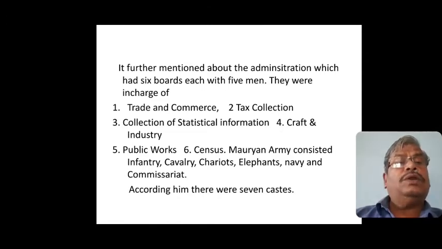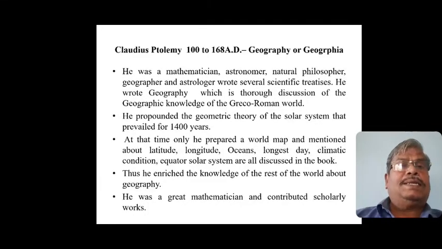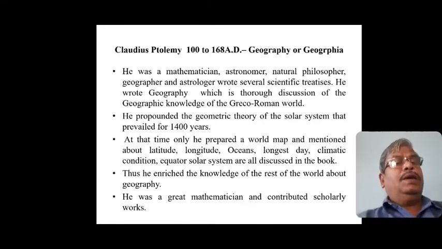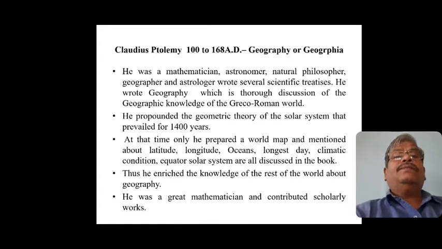It also mentioned the Mauryan army, which consisted of infantry, cavalry, chariots, elephants, navy, and commissioner. According to Megasthenes, there were 7 castes. This is how Megasthenes' Indica throws light upon India. Now let us see about Ptolemy.